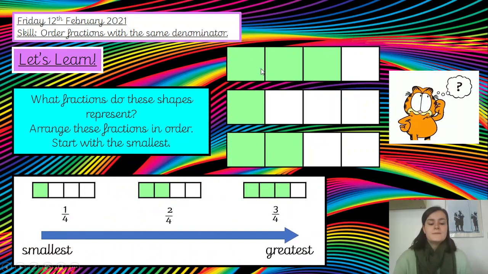So hopefully you said it would be like this, or you wrote this into your book. So the smallest is 1/4, then it's 2/4, and the greatest is 3/4. Well done if you did that.